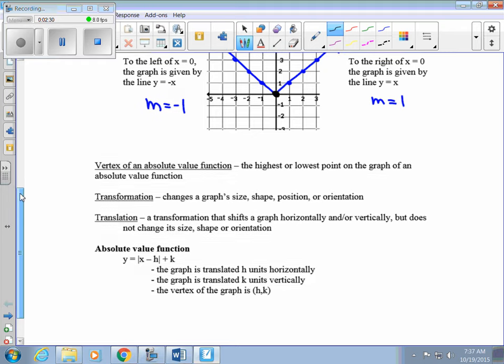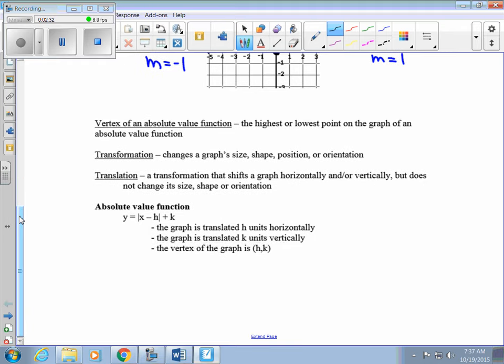So we're going to talk about different types of transformations, and a transformation changes the graph's size, shape, position, or orientation. Now the one we're going to talk about the most today is a translation, and that's a transformation that shifts the graph horizontally or vertically, but does not change its size, shape, or orientation. So we're just going to take the whole graph and we're going to slide it one way or another, or up and down. So that's what a translation is going to be.